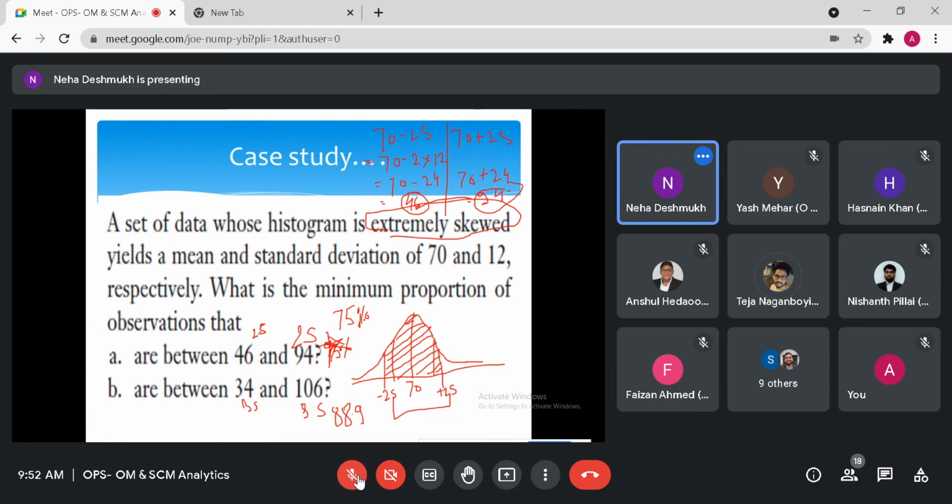Yes, ma'am. So which theorem we can use is decided by the distribution of data. If the data distribution is bell-shaped, we can go for the empirical rule. If it is skewed, then we can go for Chebyshev's. Is this clear? Yes, ma'am. Any doubt, Aditi? Is this clear or not?